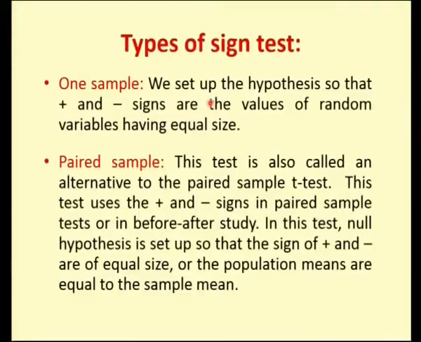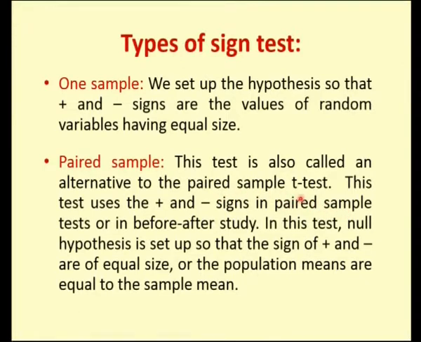What are the types of the sign test available? There are two types, namely one sample test and two sample test. In one sample test, we set the hypothesis so that the plus and the minus signs are the values of the random variables having equal size. Paired sample. This test is also called an alternative to the paired sample t-test.